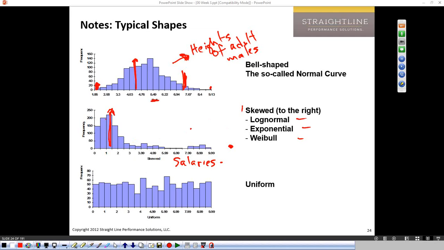What might be another one that might look skewed, though? I want to press you guys a little bit. What might be some other data that might look skewed?